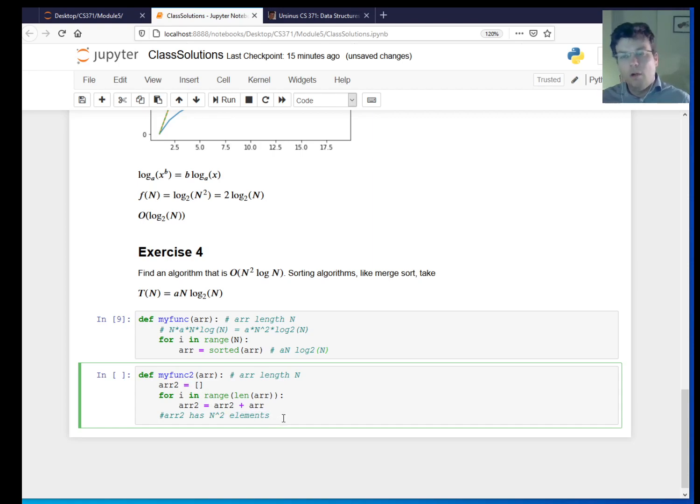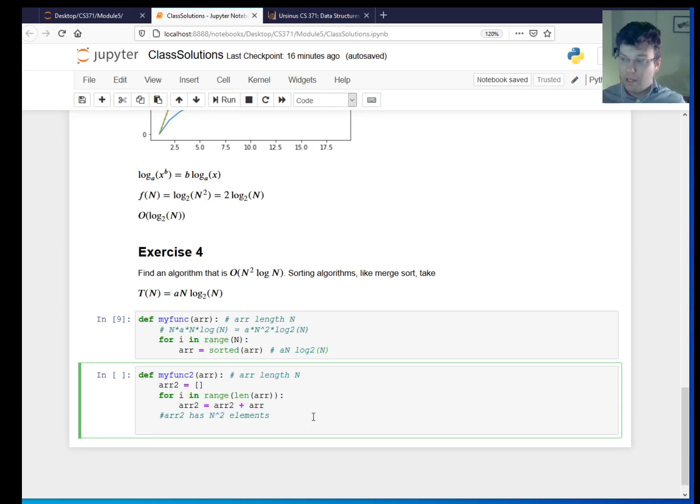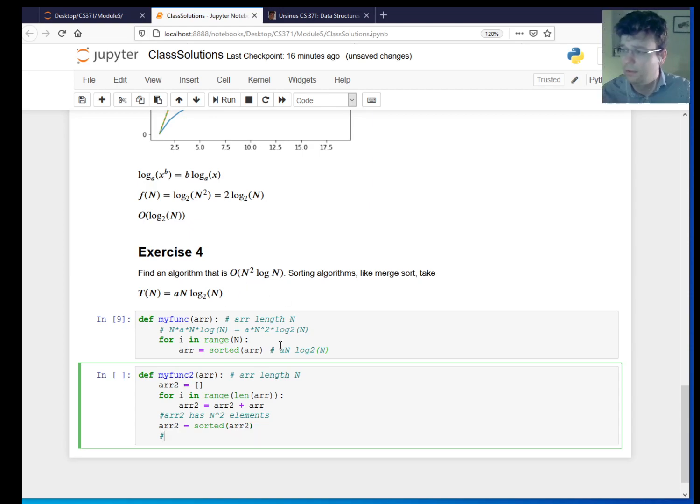One common place where this comes up is when you're making a matrix or a table. If it has n rows and n columns, it's going to have n squared elements. So this is very much like the homework that you're doing now. If I wanted to sort those n squared elements, I could say ARR2 is equal to sorted ARR2. And what's interesting is this actually takes O of n squared log n. Because if I use this formula, the timing function is going to be a times n squared times log base 2 of n squared.